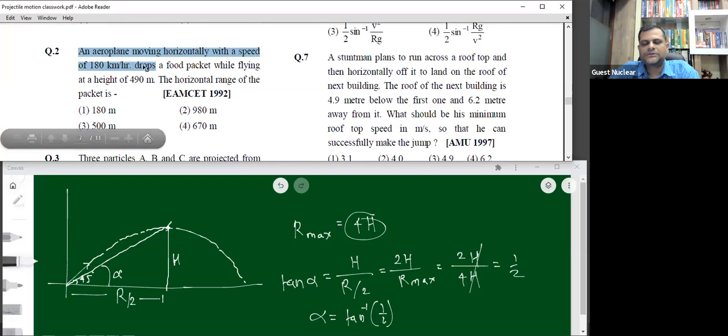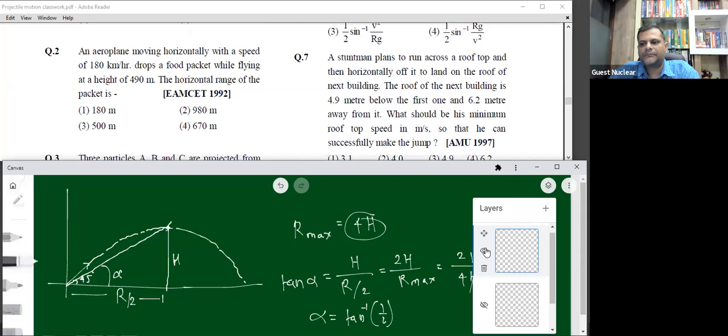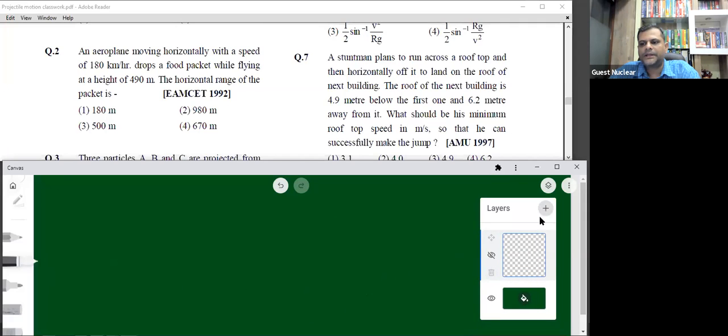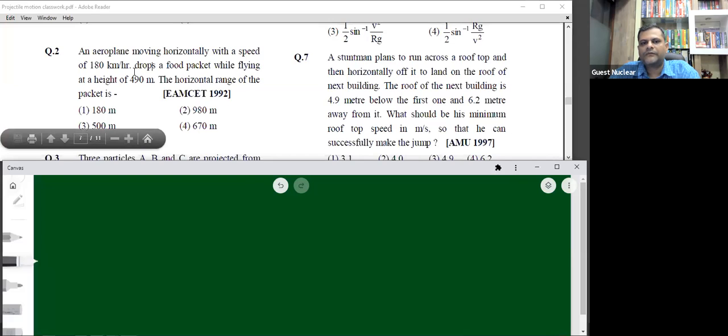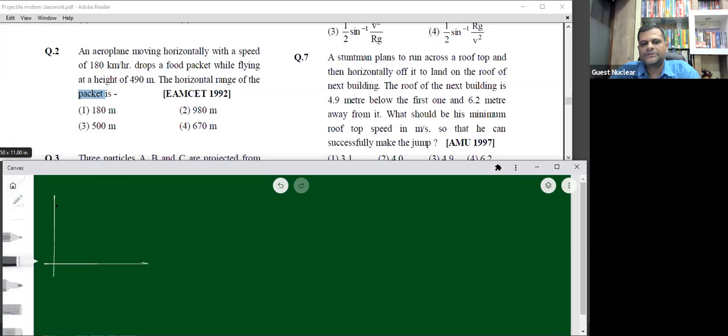See this question number 2. An aeroplane moving horizontally with a speed 180 km per hour drops a food packet while flying at a height of 490 meter. The horizontal range of the packet is. Once again, simple formula. देखो यहाँ पे सपोज ये एरोप्लेन उड़ रहा है और यहाँ से वो पैकेट थ्रो करता है, तो कितना हॉरिजॉन्टल डिस्टेंस जाके वो पैकेट नीचे गिरेगा?